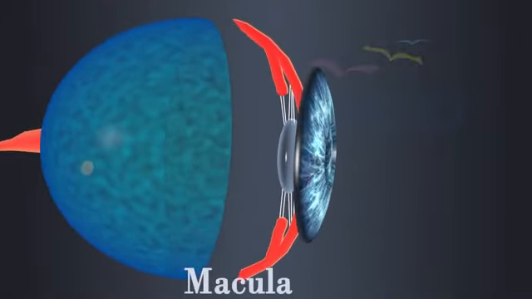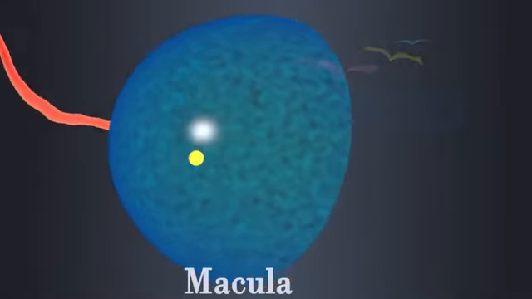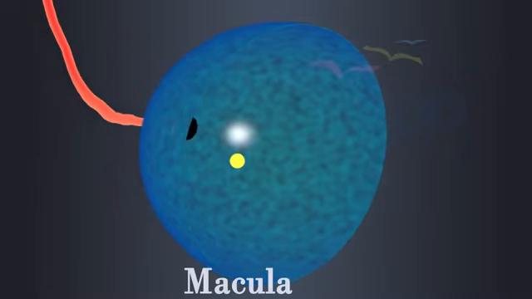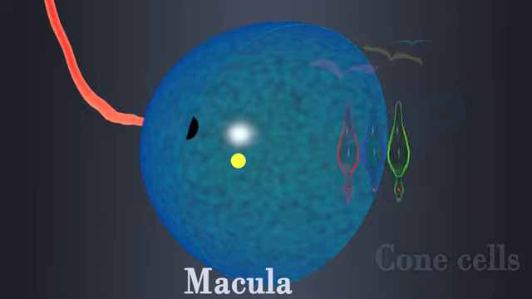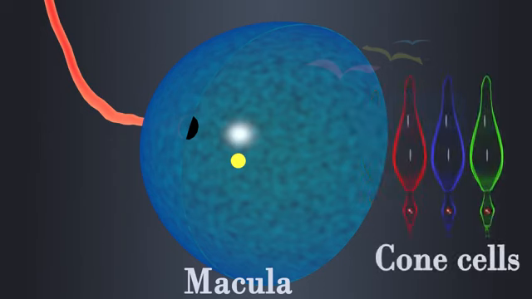Macula or yellow spot. The macula or yellow spot is a small, highly sensitive area at the center of the retina. It is responsible for sharp, detailed central vision, allowing us to see fine details and colors. Macula contains a very high concentration of cone cells, but it does not contain any rod cells. It is also called fovea.